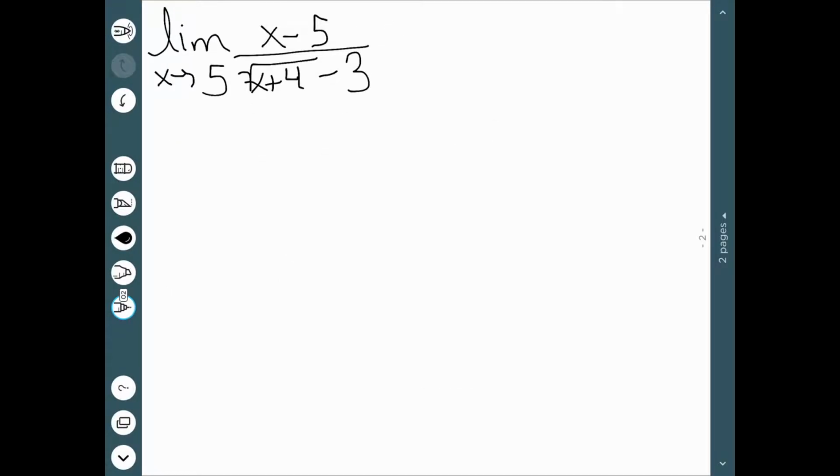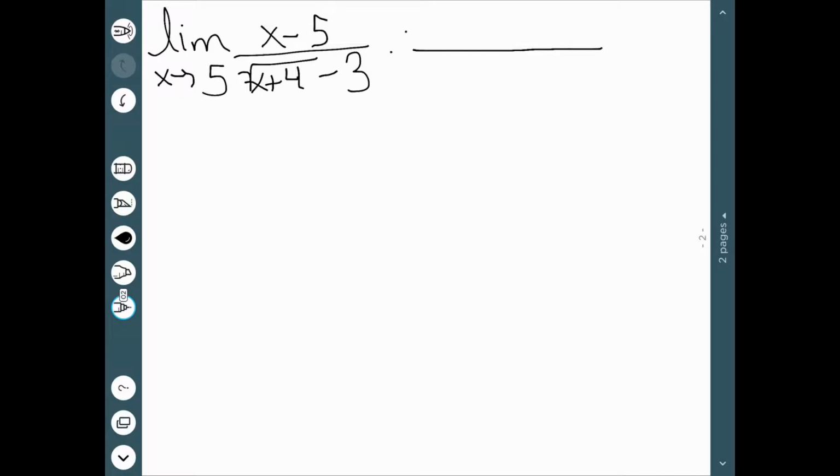Here we have the limit as x approaches 5 of x minus 5 over the square root of x plus 4 minus 3. Once again, if you stick in 5, you get 0 over 0. So we have an indeterminate form. We need to use another method. In our last example, we were just able to do some basic factoring. However, that's not going to work here. We don't have any x squareds and we have the square root. So instead, we're going to default to another algebra method and rationalize the denominator.